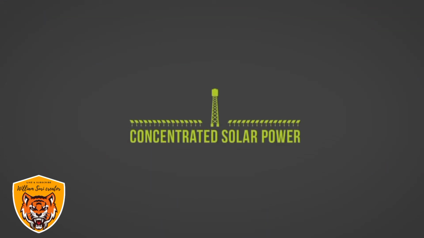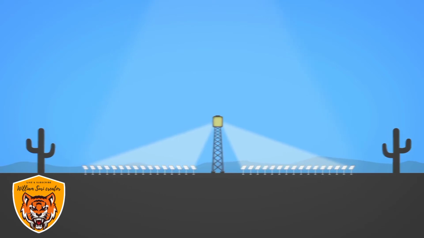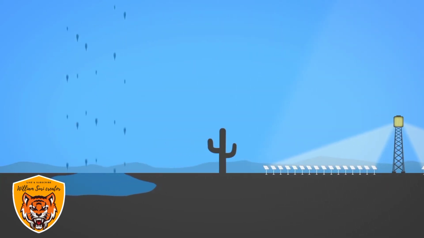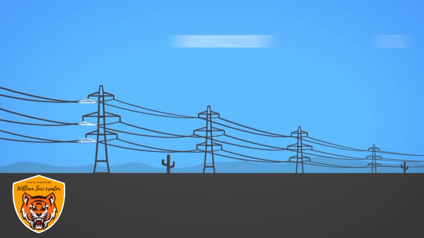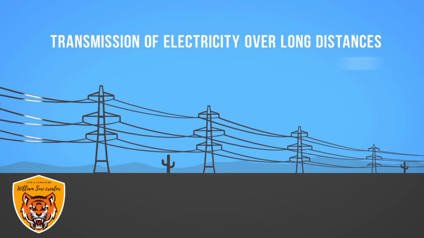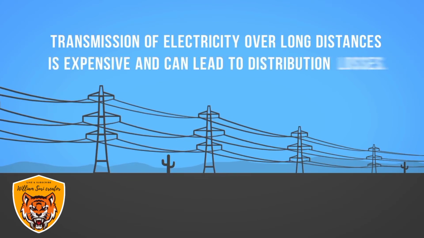CSP has additional disadvantages. Given that steam turbines are required to produce electricity, water access and evaporation are concerns for the viability of the technology. In addition, transmission of electricity over long distances is expensive and can lead to distribution losses.